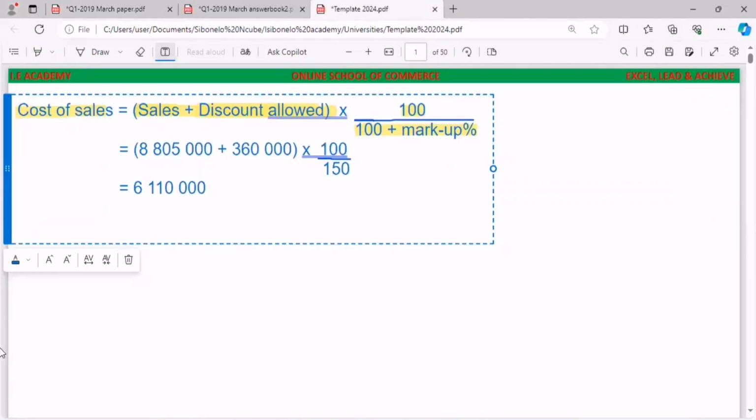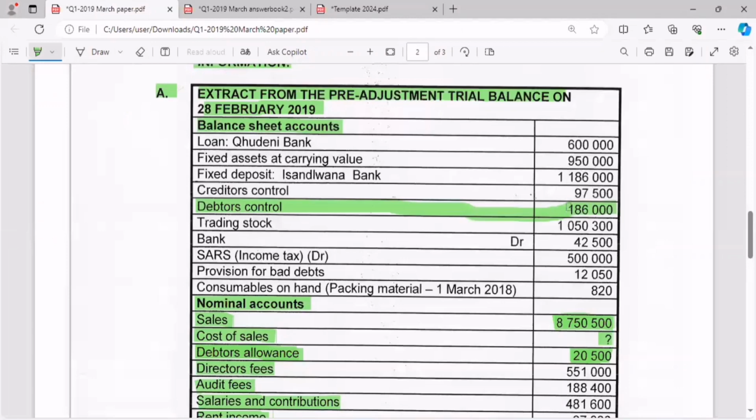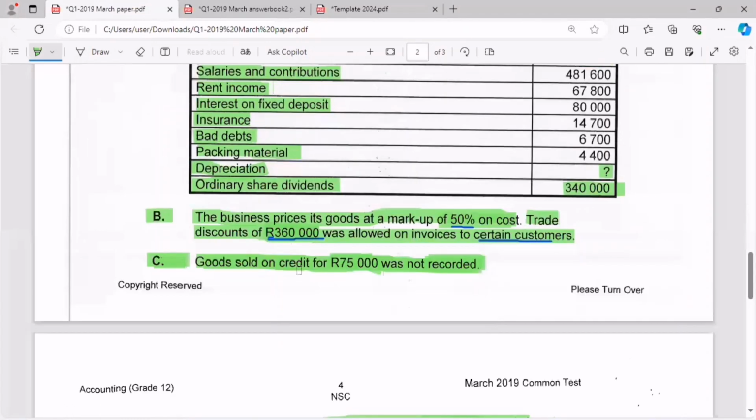So pay attention. So we are calculating the outstanding debtors balance. So when calculating this balance, we take the debtor's control balance. In this case, we said the balance is 186. So we got this balance from the trial balance, debtor's control balance, 186. So guys, remember, we have these sales that we made on credit. That is part C of additional information. So we are told here that we made sales on credit. So guys, credit sales give rise to debtors. So because we have sold on credit, it means someone is now owing us.